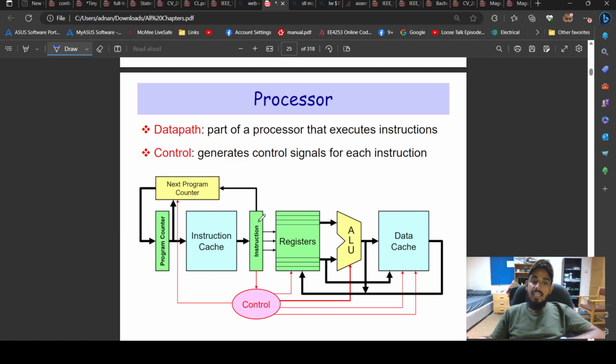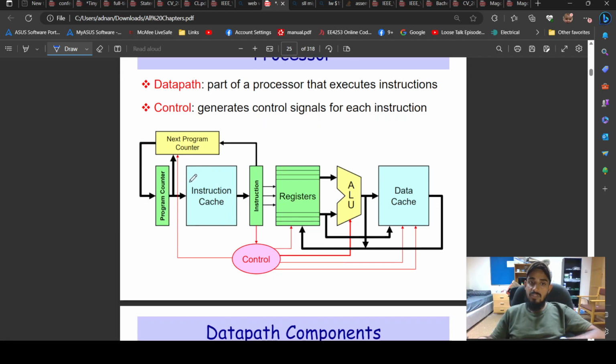If we see here, let's suppose this is my instruction cache. The instruction cache has nothing but the instructions. What is the program counter, or the PC? The program counter tells the system which next instruction is going to be fetched from the instruction cache. There are some instructions like this, and which next instruction is going to be fetched is told by the program counter.